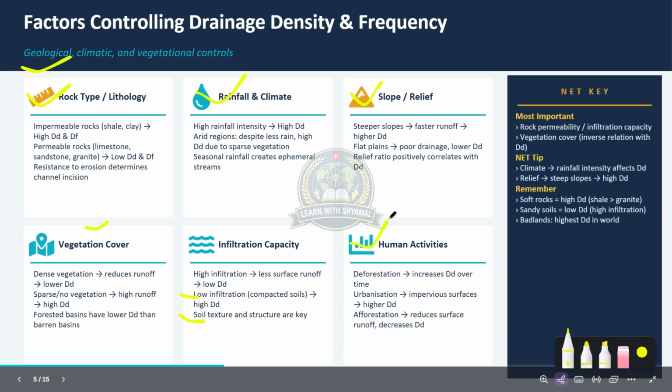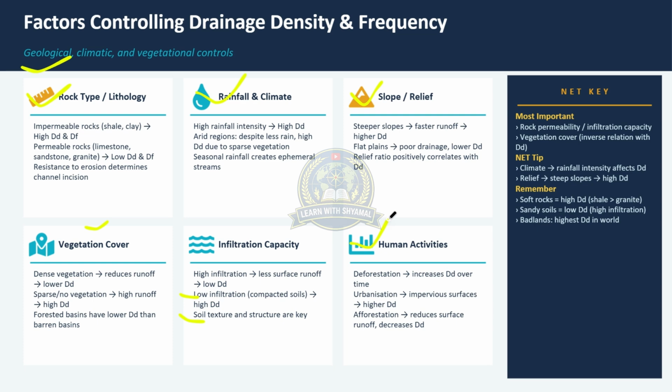Human activities: deforestation increases drainage density over time. Urbanization, with impervious surfaces, gives higher drainage density. Afforestation reduces surface runoff and decreases drainage density. Most important: rock permeability and infiltration capacity. Vegetation cover has an inverse relation with drainage density.